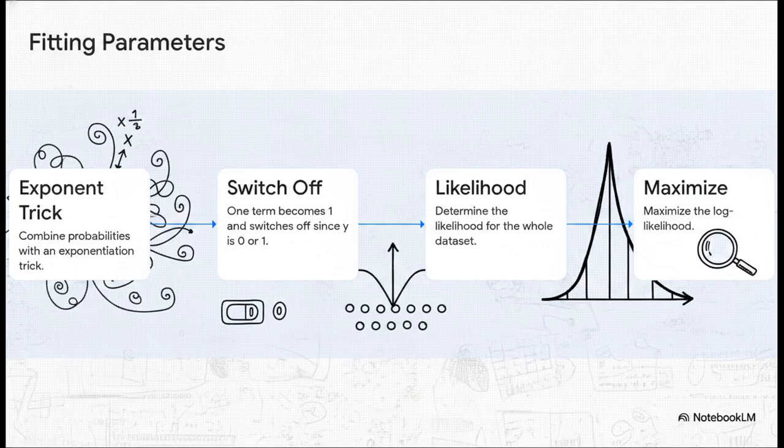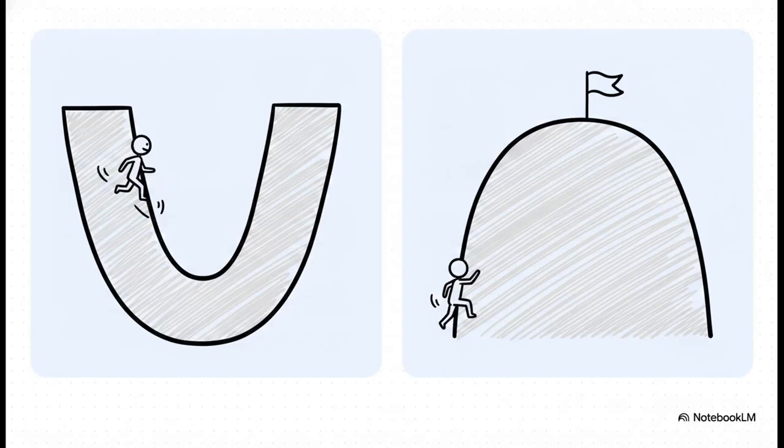From there, we determine the likelihood for the whole dataset, and our ultimate goal is to maximize that probability. Specifically, we want to maximize the log likelihood. This brings up a super fascinating contrast in how the AI actually learns. In a linear regression, we use an optimization algorithm called gradient descent. The AI is actively trying to minimize its errors, which you can visualize as trying to hike down to the absolute lowest point of a valley.